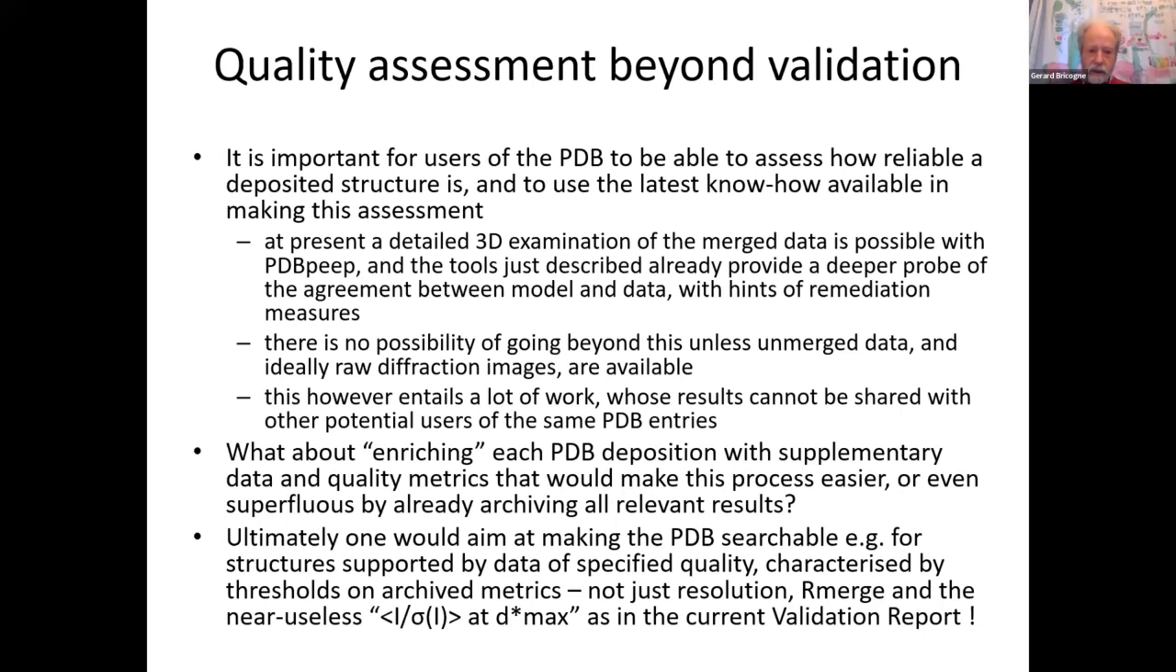Ideally, we would want to make the PDB searchable for structures that are supported by data of sufficient quality, characterized by thresholds on these archived metrics, and not just the archived metrics in the validation report, which are so sparse. Just resolution, R merge, and the I over sigma at d star max, which validates the resolution, but gives no indication of the quality of the data themselves.